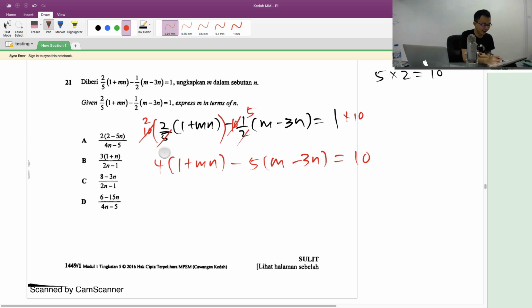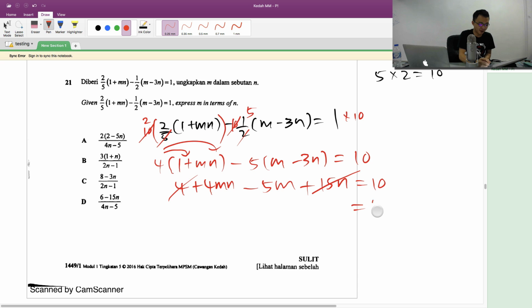Then I will multiply in for both, definitely. 4 plus 4mn minus 5m plus negative 5 times this one is 15n equals 10. I want to make m the subject. So whatever is not m, I will move to the other side. So this one and this one I move to the other side, become 10 minus 4 minus 15n.